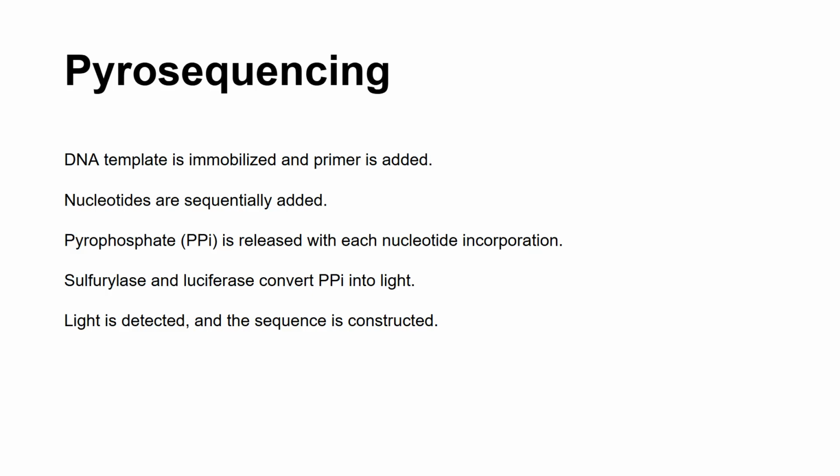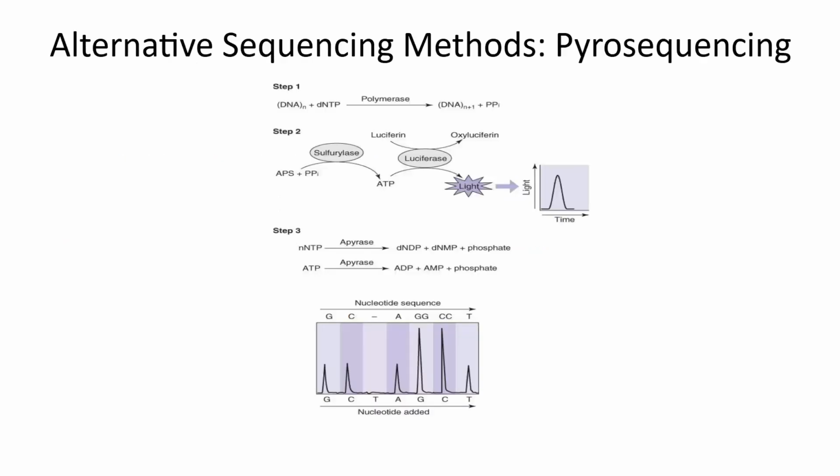DNA template is immobilized and primer is added. Nucleotides are sequentially added. Pyrophosphate is released and each nucleotide is incorporated. Sulfurylase and luciferase convert pyrophosphate into light. Light is detected and the sequence is constructed. So this is a diagram. You can pause the video and review this.